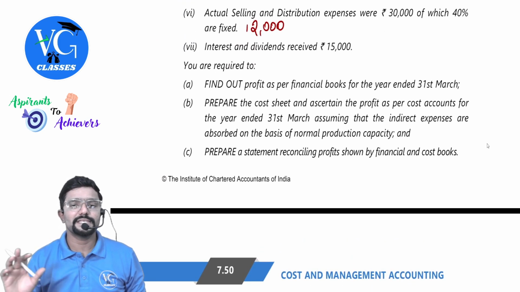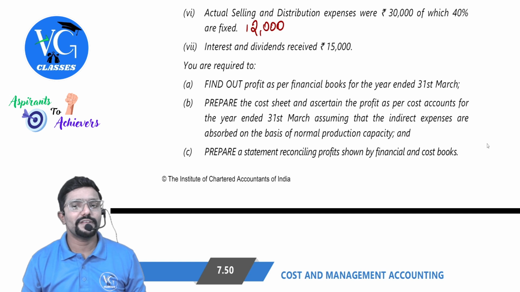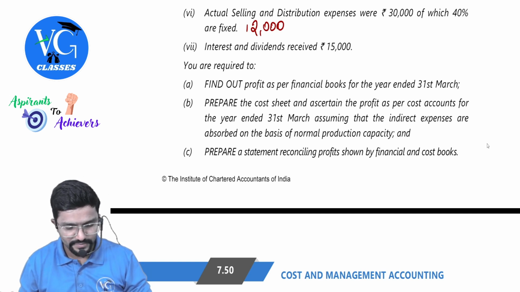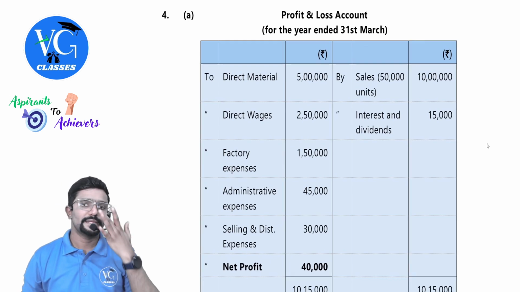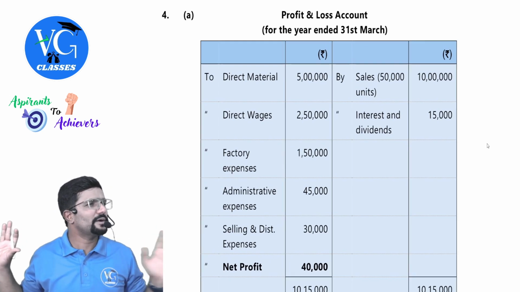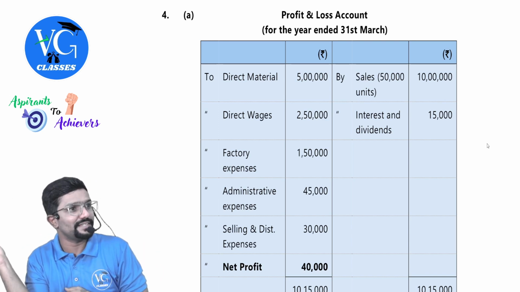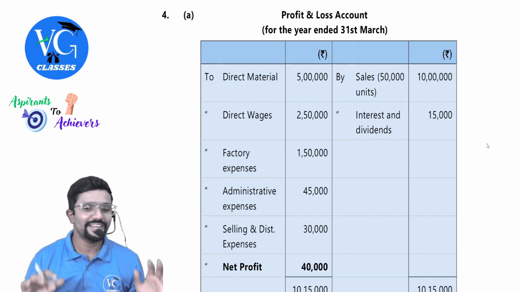Last requirement, reconciliation of profits. Prepare a statement reconciling profit shown by financial and cost books. All three things are asked. When they ask all these three, the marks weightage would also be more for this question, guys. First, the profit and loss account. Here it is nothing but copy paste of all the items, but place them on the right side, either debit or credit, whichever is right. Clear?